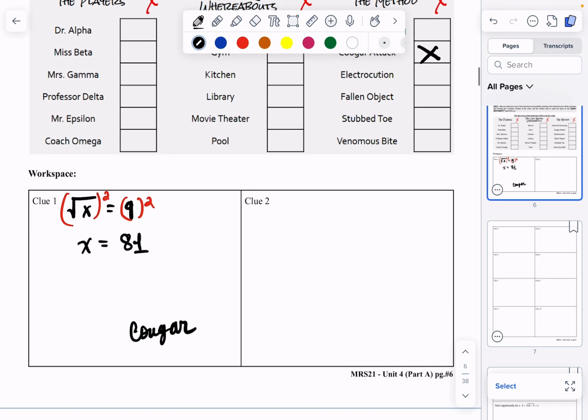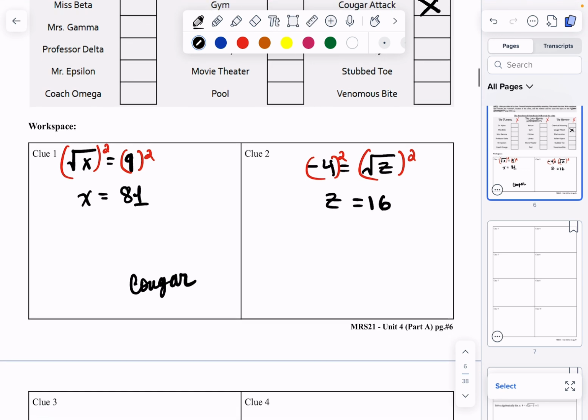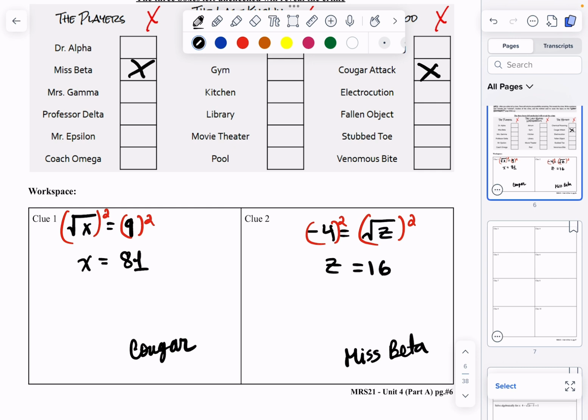Okay. Then we have our clue number 2, which is -4 is equal to radical z. Same idea. We're going to square on both sides. And we end up having z is equal to -4 times -4 gives us a positive 16. And for that one, we had Miss Beta. And I'm going to go ahead and cancel out that option.